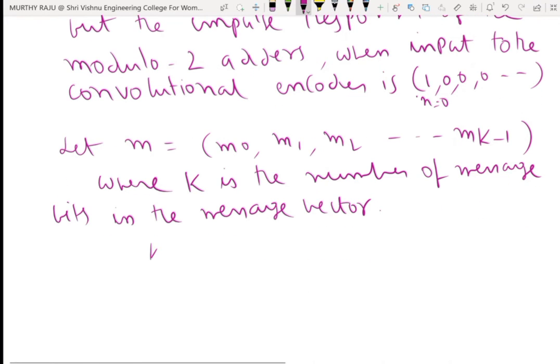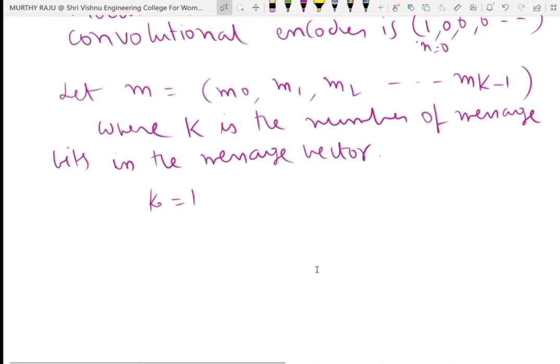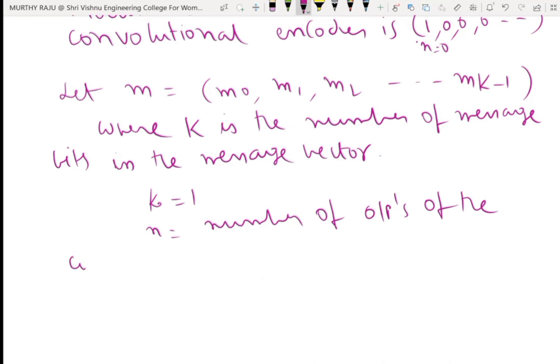Therefore, small k is equal to 1. That means the convolutional encoder applies 1 bit at a time, 1 bit at a time, selected from this message vector, where small n is called the number of outputs of the convolutional encoder.